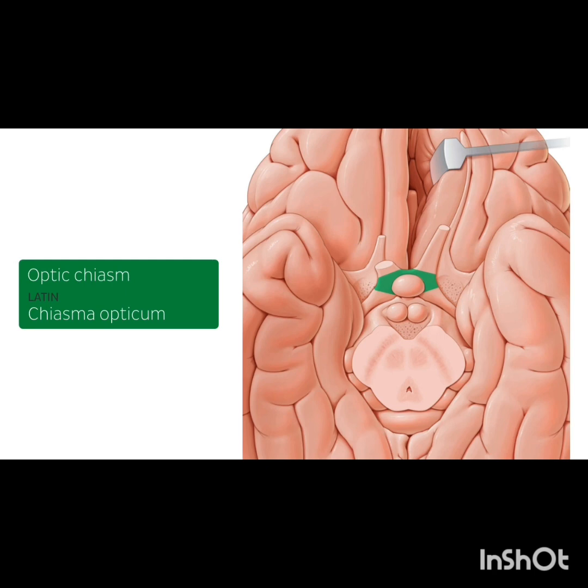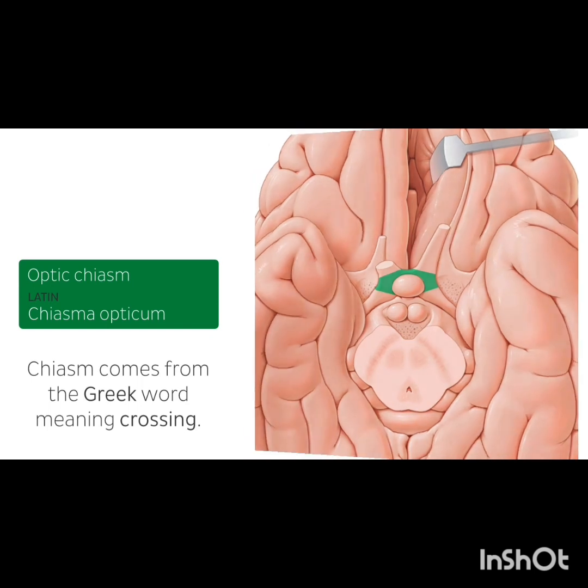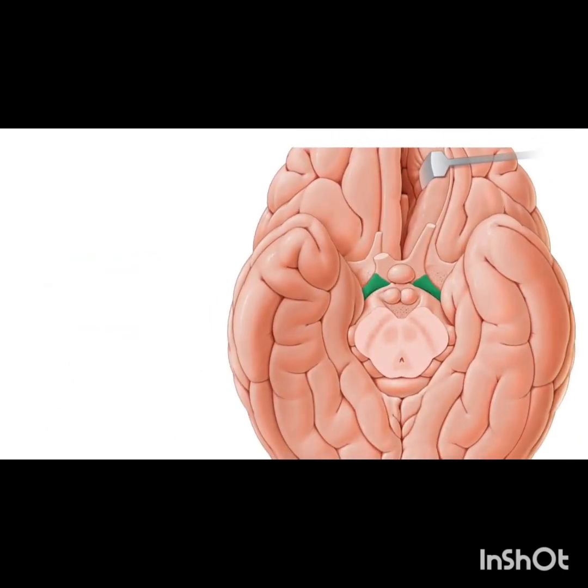Now, this is located at the base of the brain just below the hypothalamus. The term chiasm comes from the Greek word meaning crossing. In the optic chiasm, the fibers of the optic nerve that come from the nasal sides of each retina cross over to the opposite side of the brain, while the fibers from the temporal side of the retina remain uncrossed. After the decussation of the nasal or medial fibers of the optic nerve at the optic chiasm, the fibers continue as the right optic tract and the left optic tract.